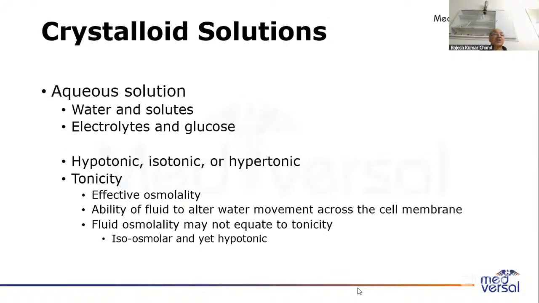Crystalloid solutions are aqueous solutions. They contain water and different types of solutes like electrolytes and glucose, and they can be hypotonic, isotonic, or hypertonic. Tonicity is the effective osmolarity. It governs the ability of fluid to alter the water movement across the cell membrane. And fluid osmolarity may not equate to tonicity. For example, a fluid may be isoosmolar but yet hypotonic.